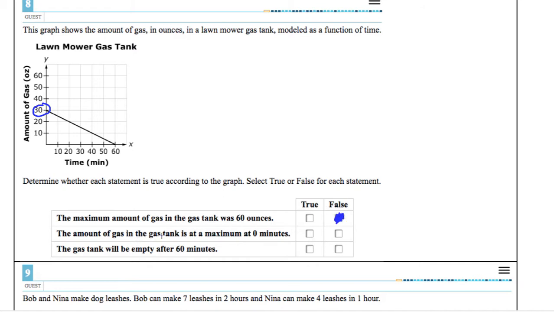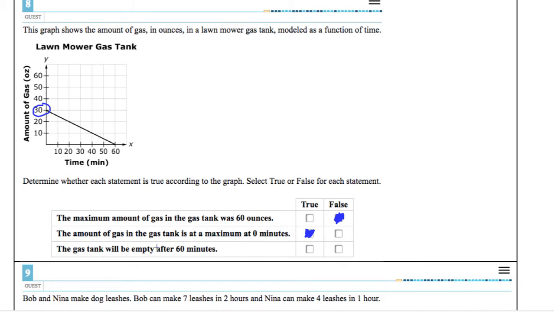The amount of gas in the gas tank is at a maximum at 0 minutes. Well, let's look at 0 minutes right here. Here's minutes. If I go to 0, that's here, and that means I am up here at 30 ounces. So at time equals 0, I'm right here on the graph, and it's saying, is that the maximum amount of gas? Well, is there any other point on this graph that is higher than this point? This point is lower, this point is lower, so there's no other point higher than this, therefore this is a maximum. So the correct answer here is, that's true. There's no other point higher than that point.